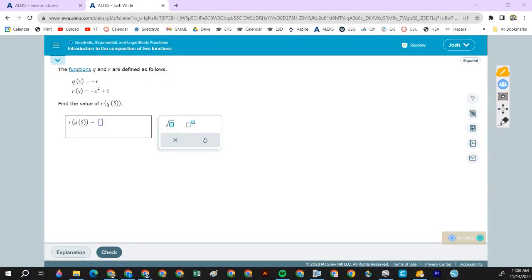This is the second half of 4.1, so I labeled it 4.1b. That way we didn't have to do 14 topics in a single lesson. So this one deals with composition. So what does it mean to compose functions?